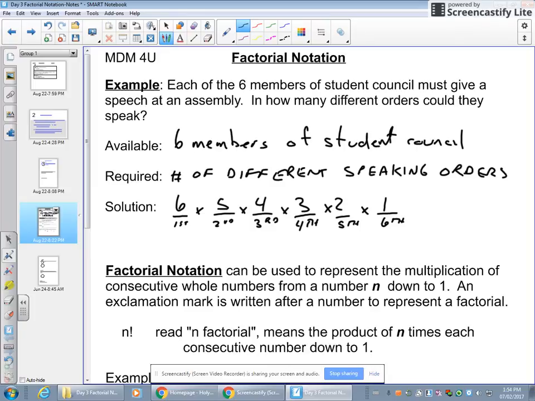We multiply those all out, and we get 720 possible ways of putting the students in order to speak. Our final statement: there are 720 ways, 720 different speaking orders.